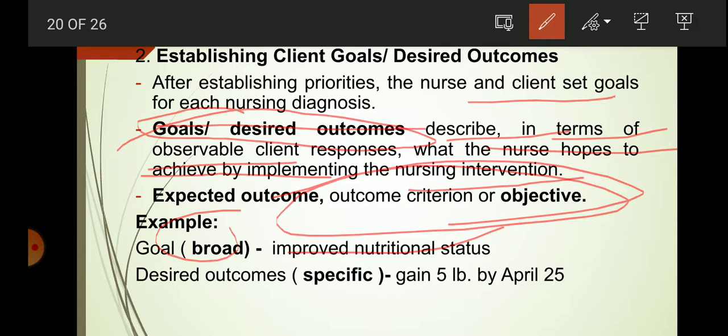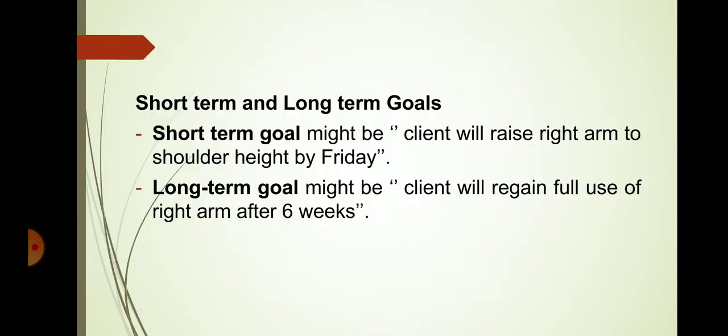Your client will manifest or improve nutritional status. But your desired outcome should be a specific one. If the goal is broad, the desired outcome in contrast is specific. Like you put here, within my 7 days of duty, my patient will be able to gain 5 pounds of weight. So you have specific criteria or specific measurement for that.